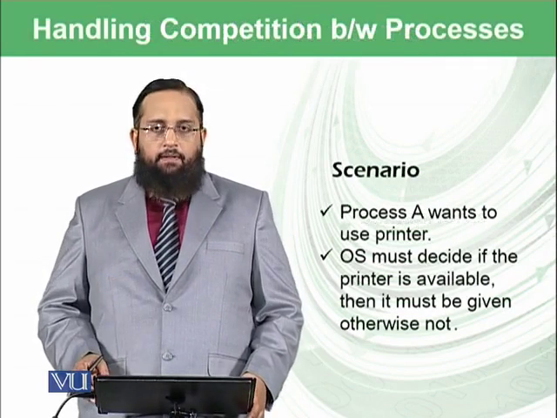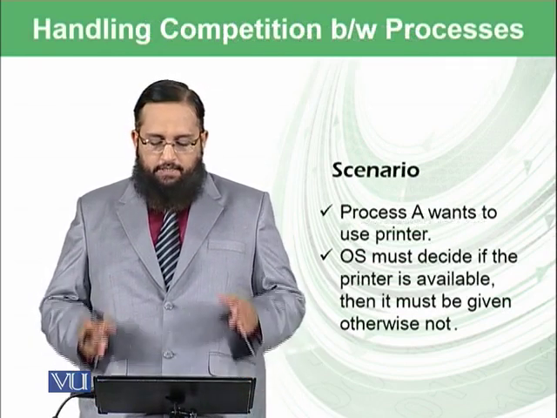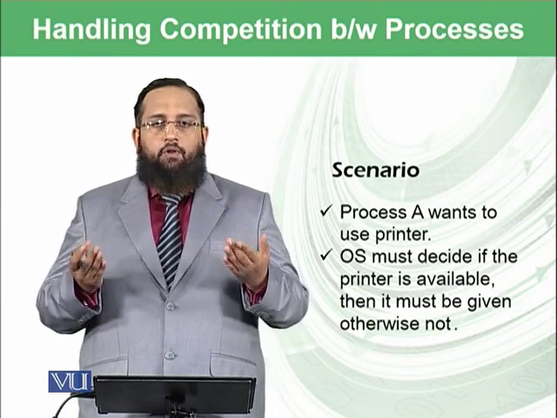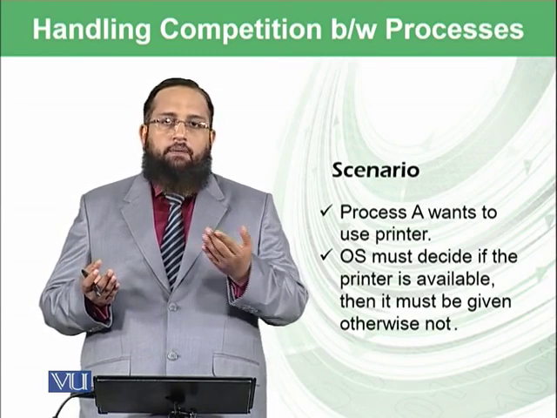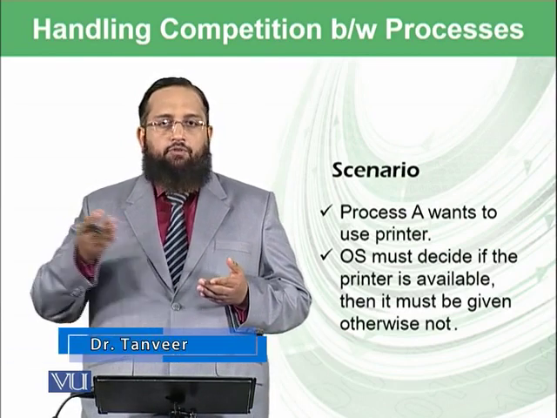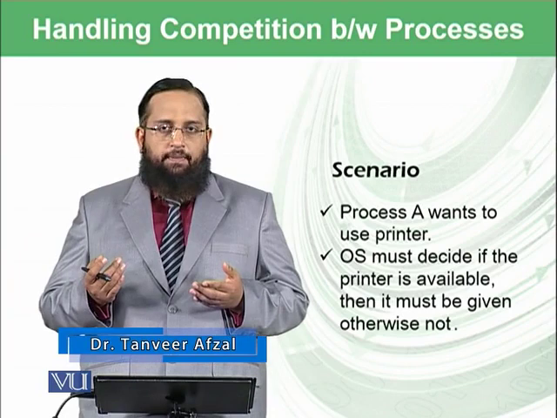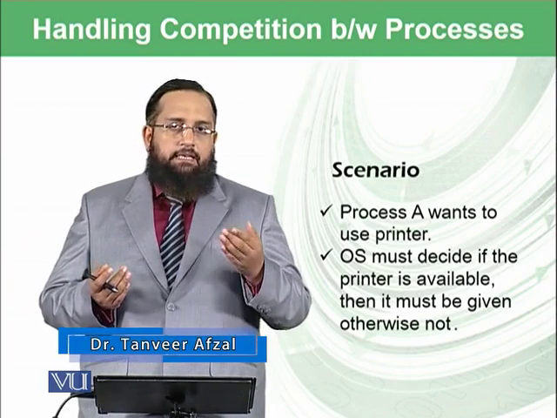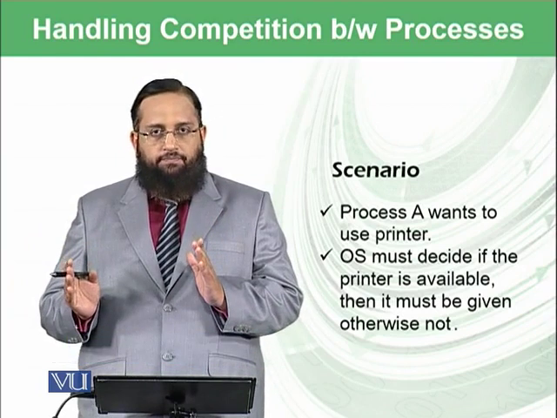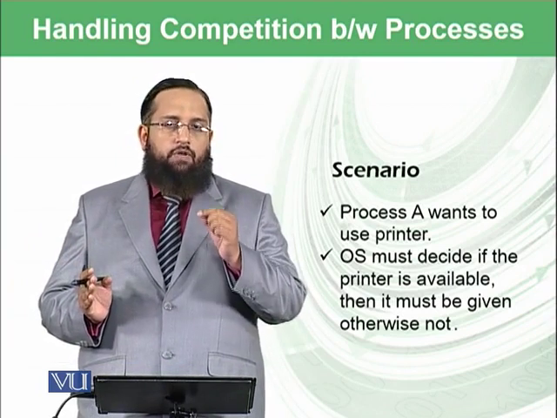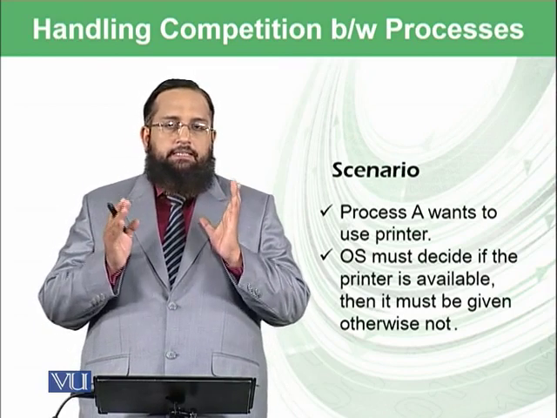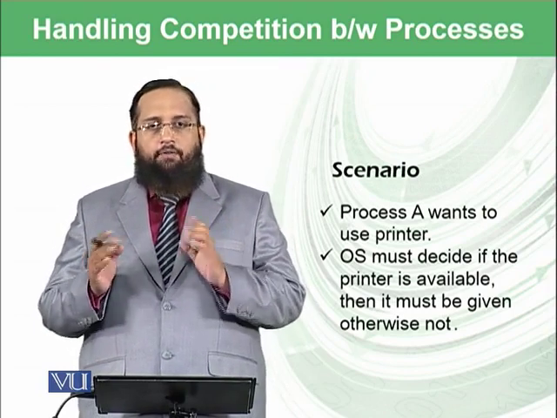So for example, process A wants to use a printer. What would be the logical order which comes to your mind? If the printer is available, then we should give the printer to process A. However, if the printer is not available, then process A should wait. So how do we store the information that the printer is available or not available?